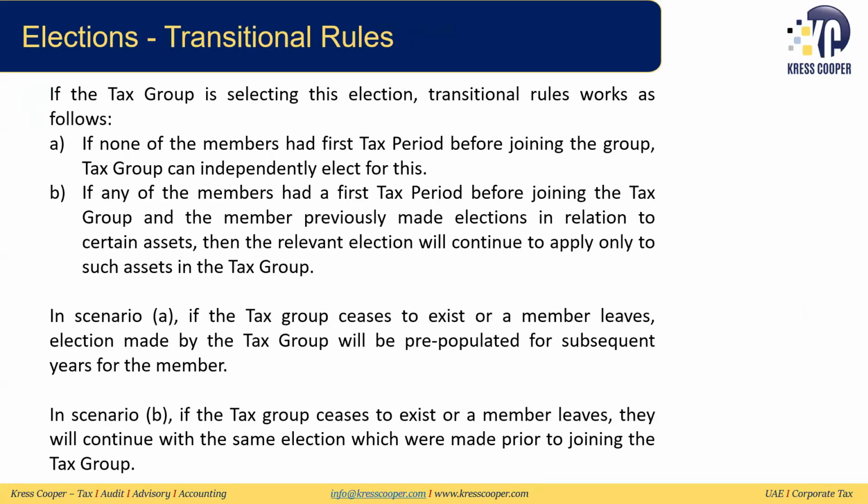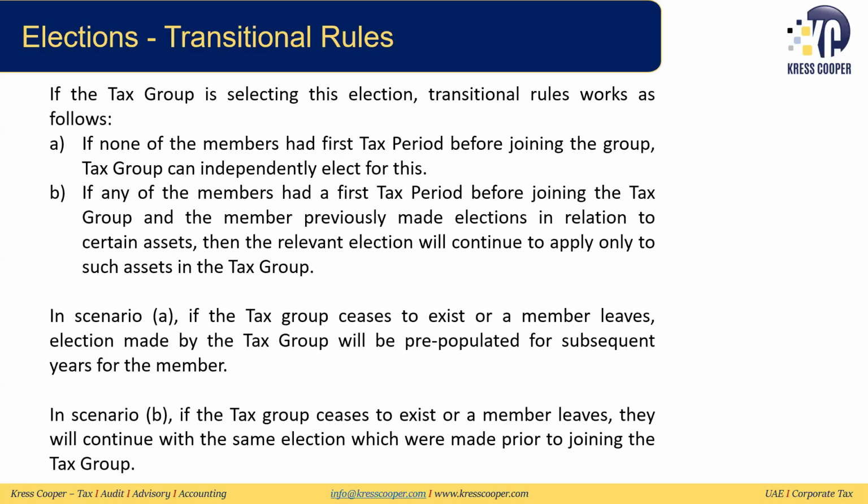Now, if a tax group is selecting this election, then how it will work is that if this is the first tax period, the first year for the tax group, and nobody has made any election, then the tax group can make this election, whether they want to go for this transitional relief or not. But if any member, for example, has in the first tax period made the election and then joined and formed the tax group, then whatever election it has made will be applicable to the whole of the tax group as well.